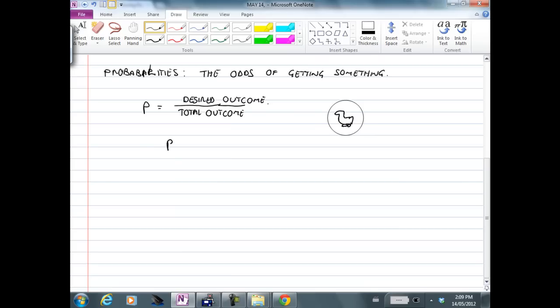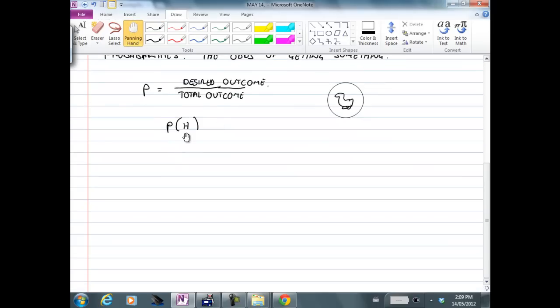So, P, H. If I want the probability of heads, PH, what this means is, what's the probability, in English, of getting something, whatever's in there. It could be red, blue, white; everything changes. Back in grade 7, you probably did this.